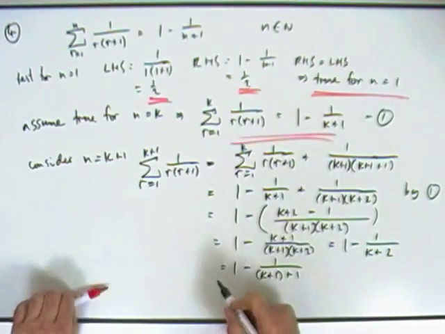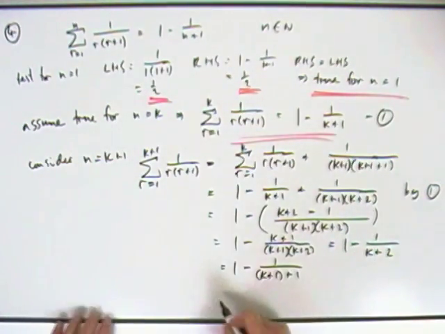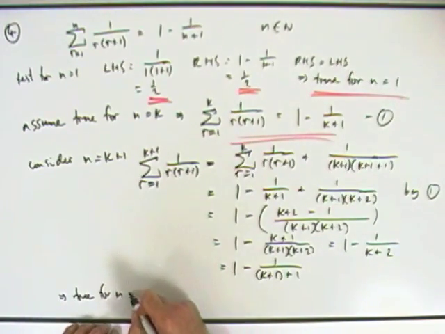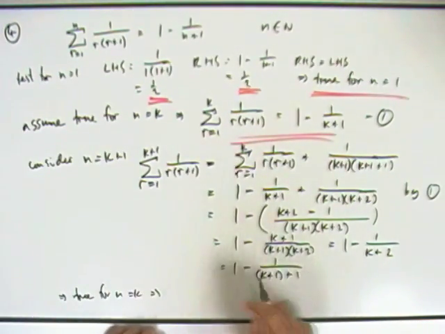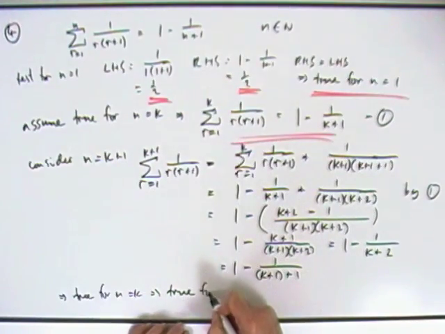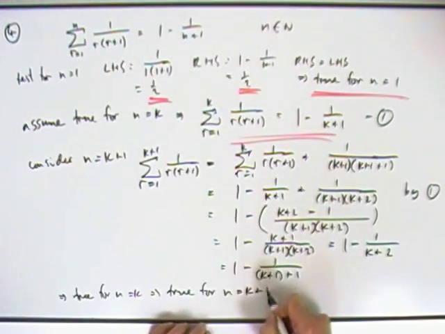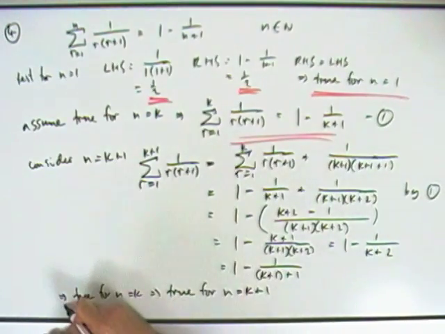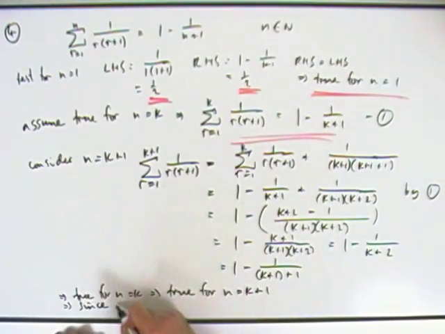So now I can say, but I've not exactly got enough room, which means if it was true for n equals k, then it's turned out to be true for n equals k plus 1, because I obtained the original expression with k plus 1. Hope this shows.